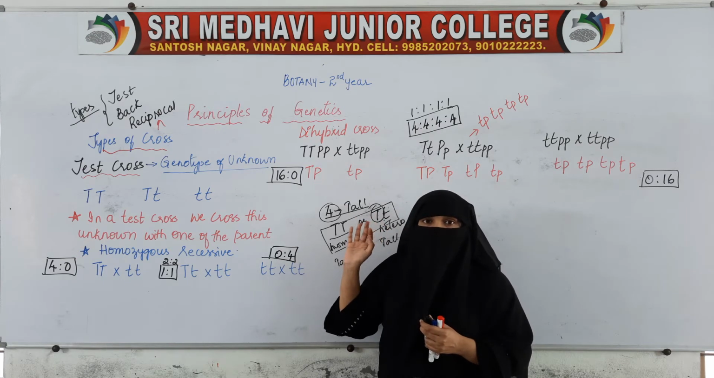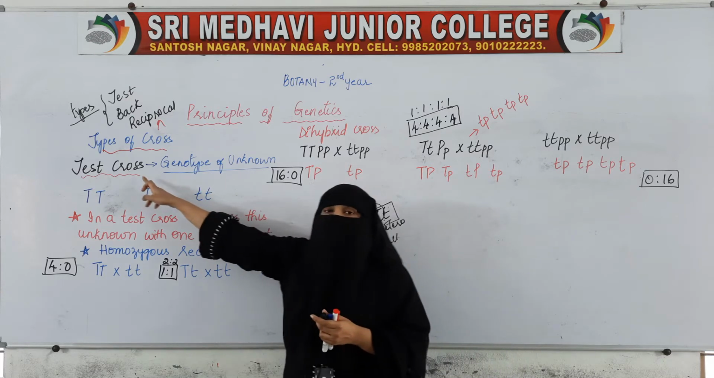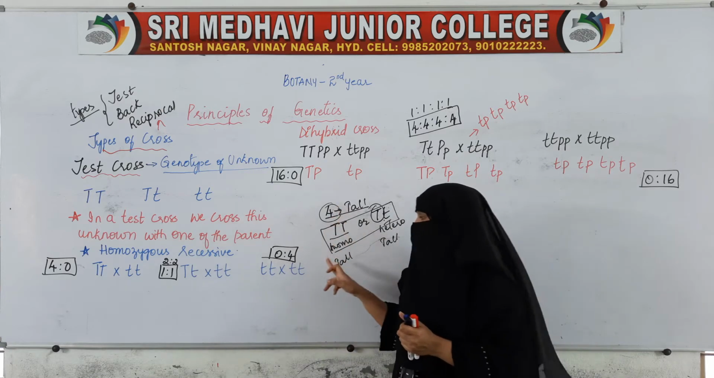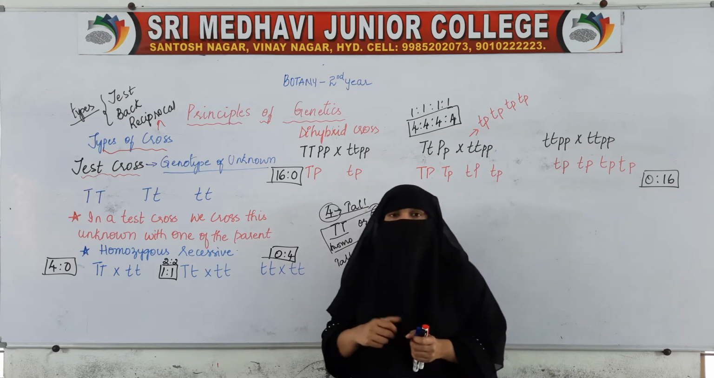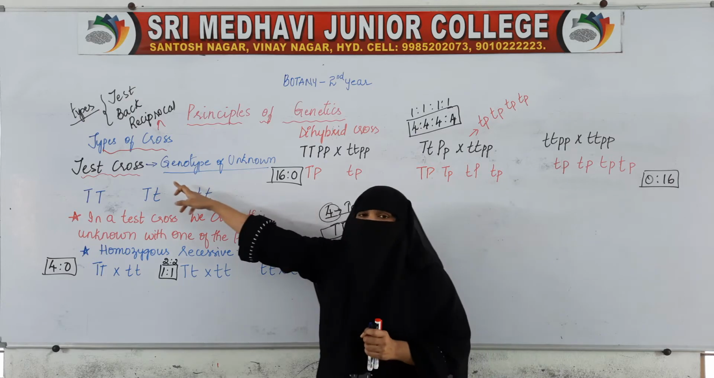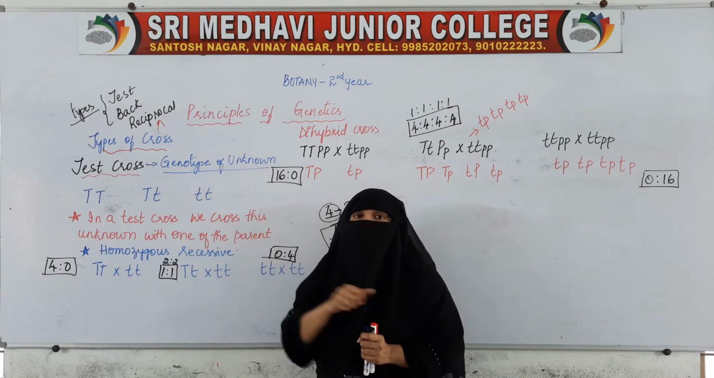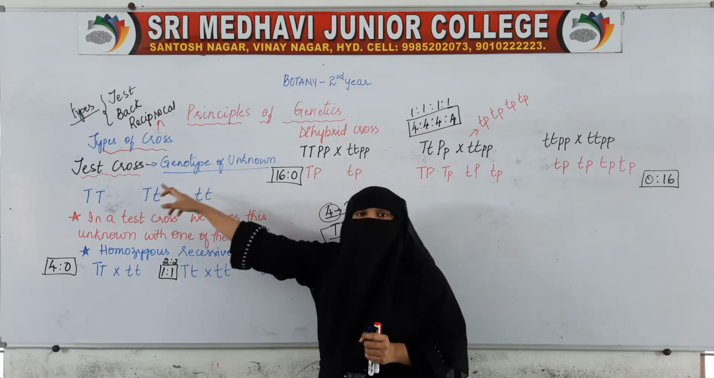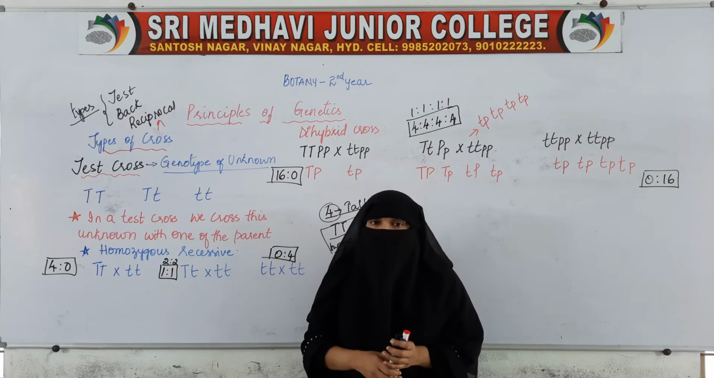Then how do we know from where we are getting the tall plants? We will do this test cross, to know whether the parents of the tall plants are homozygous or heterozygous. Test cross is to know the genotype of the unknown. We don't know from where we have got this one. So, to know this genotype, we do the test cross.